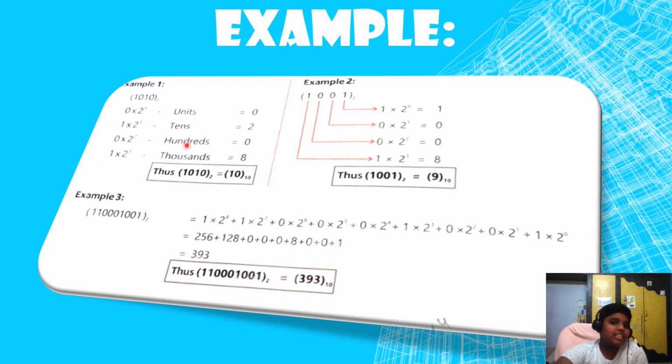So how much is the power? You have to multiply 2 those many times with 1, right? So the answer here, 1 into 2 into 2 into 2, is 8. So now you have to add all these. 2 plus 8 is 10. So the answer is 10.